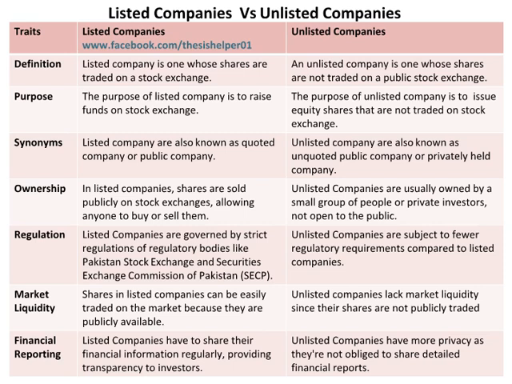Shares in listed companies can be easily traded on the market because they are publicly available. Whereas, unlisted companies lack market liquidity since their shares are not publicly traded. Listed companies have to share their financial information regularly, providing transparency to investors. Whereas, unlisted companies have more privacy as they're not obliged to share detailed financial reports.